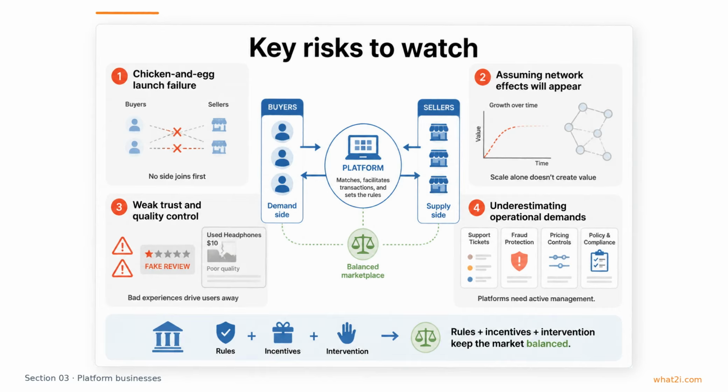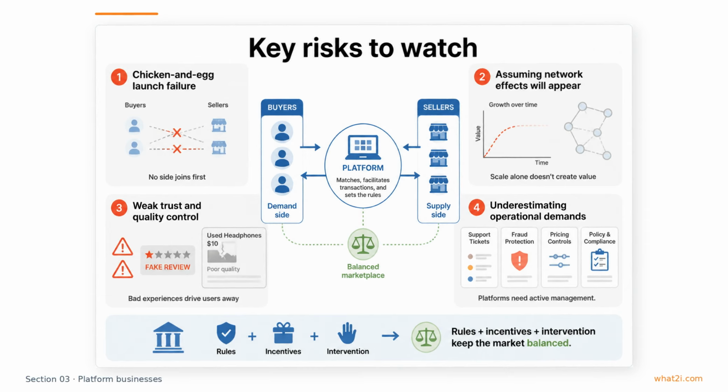Some never solve the launch problem because neither side of the market joins in enough numbers. Others assume network effects will appear automatically, even though user growth may not improve transaction quality. Weak trust and poor quality control can push users away quickly, especially when bad experiences spread across the market. And many teams underestimate the operational demands of running a healthy platform, from support to fraud prevention to market balancing. Strong platform management is active, not passive. It shapes incentives, rules, and quality on an ongoing basis.